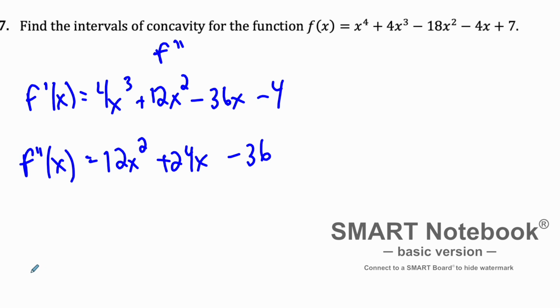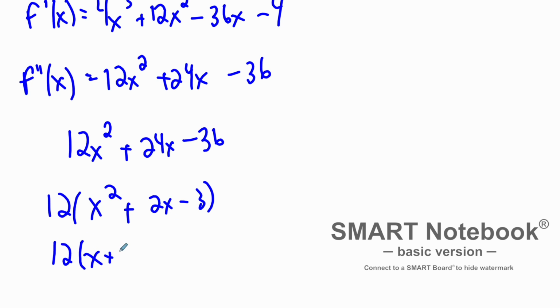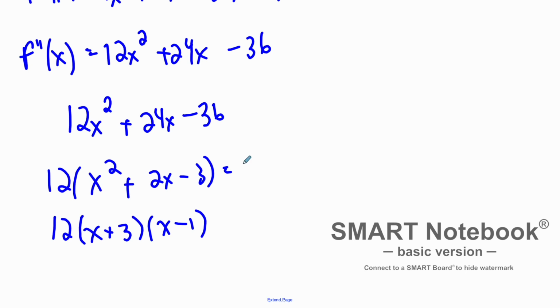All right, now we have to figure out concavity, where we're trying to find out if it's concave up or concave down. That's where the second derivative is positive and negative. So we need to figure out where the second derivative is 0. So the second derivative equals 0. Let's first of all factor this. We could take a 12 out, and then we're left with x squared plus 2x minus 3, which factors to x plus 3 and x minus 1. All right, and again, we're trying to find out where this is 0. So we now know that it's 0 at x equals negative 3 and at x equals 1.